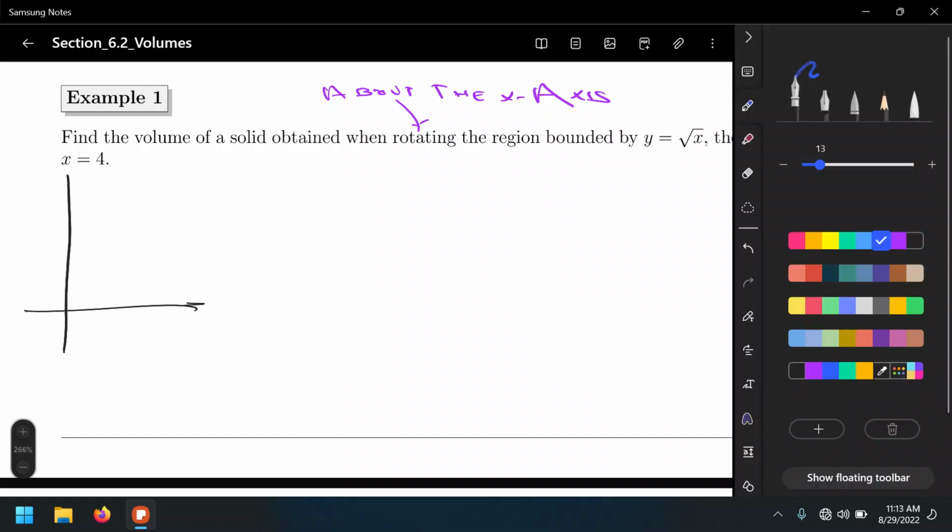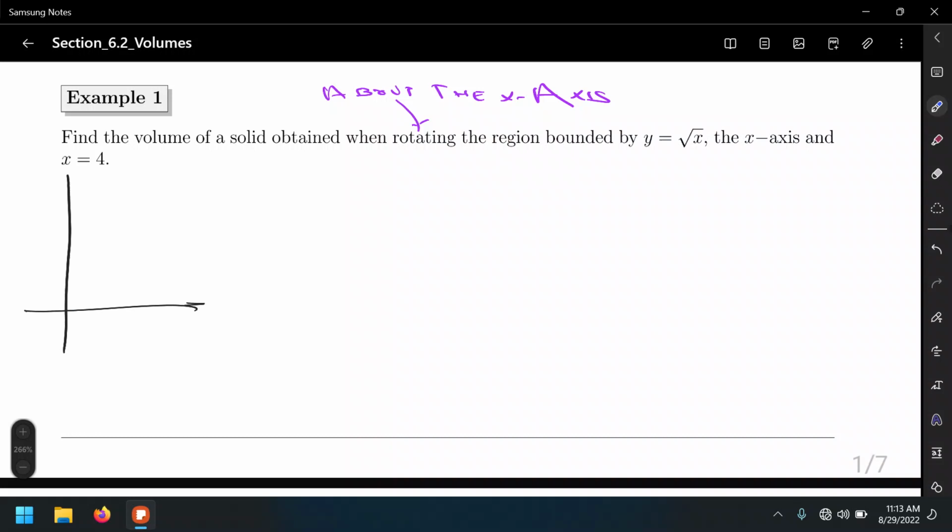But still, let's sketch the region. So y equals square root of x. The graph looks like this. It's also bounded by the x-axis.